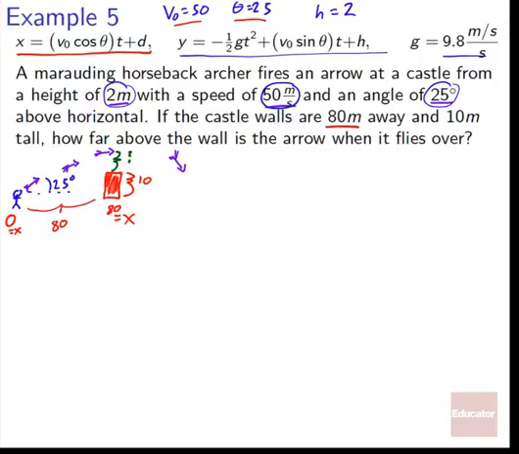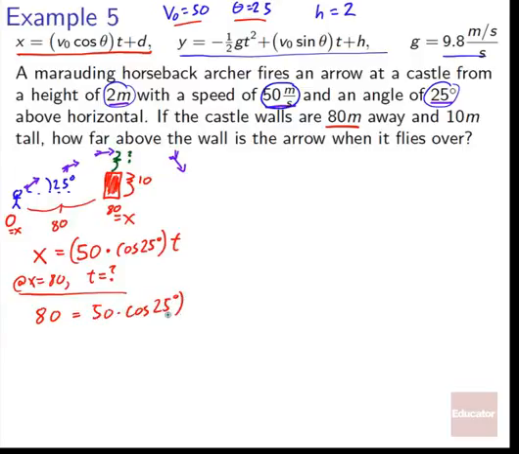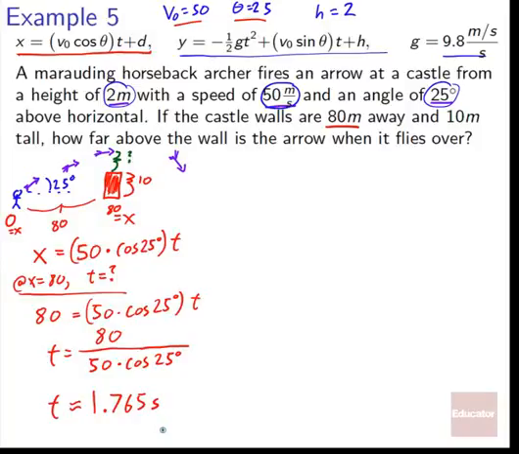So in general, for any horizontal location, x is equal to 50, our initial speed v naught, times cosine of 25 degrees, times the amount of time that the arrow has flown, plus our initial location. Our initial location was zero. So at this point, we want to solve. So at x equals 80, our time is equal to what? So we plug in 80 equals 50 times cosine of 25 degrees, all times time. We divide by 50 times cosine of 25 degrees, so we get t equals 80 over 50 times cosine of 25 degrees. We plug that into a calculator and we get that t is approximately equal to 1.765 seconds. So after 1.765 seconds of flight time, the arrow is now at the horizontal location of the walls. So after 1.765 seconds, we are at the walls.